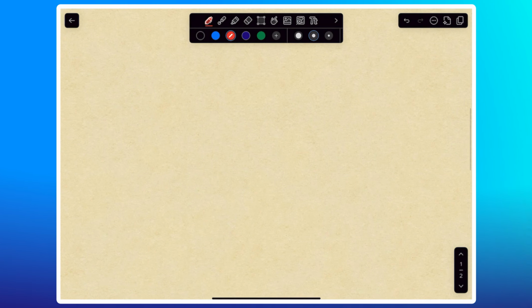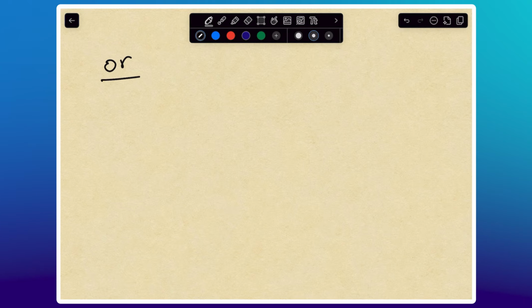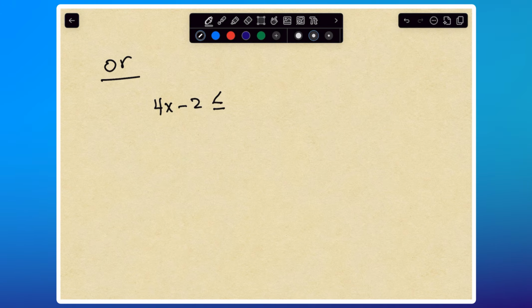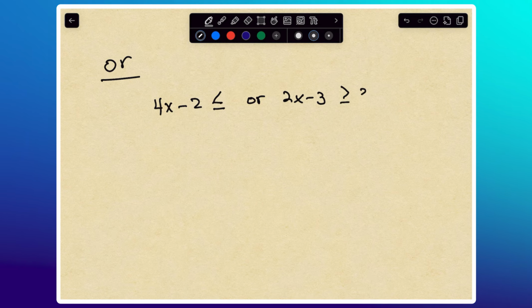Let's talk about an OR graph. Okay, so here's a problem for an OR graph. This is going to be 4x minus 2 is less than or equal to, and that means you're going to have a solid line there, or 2x minus 3 is greater than or equal to 3.